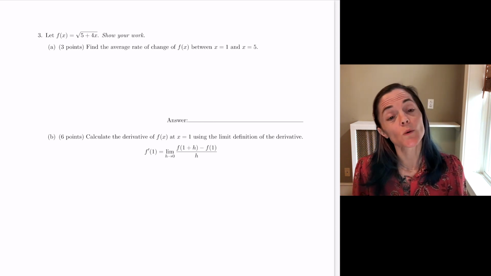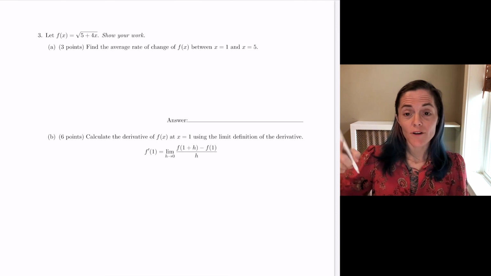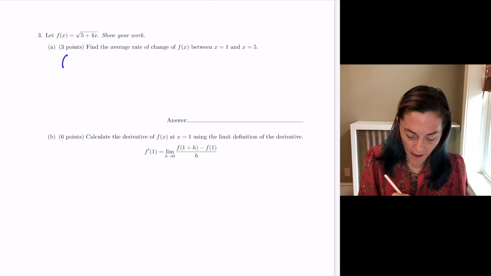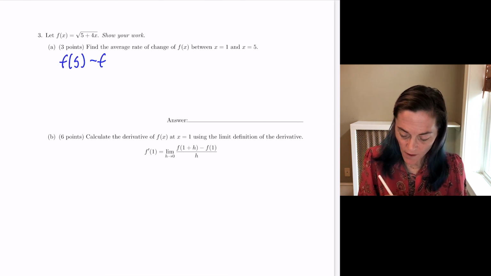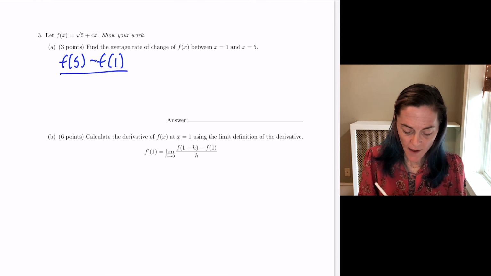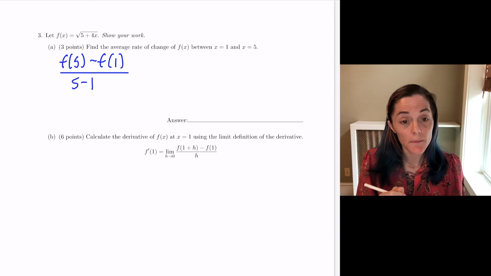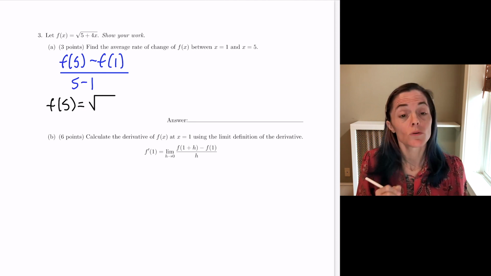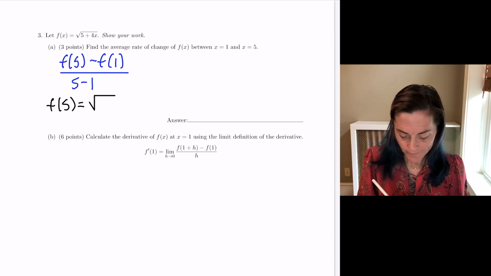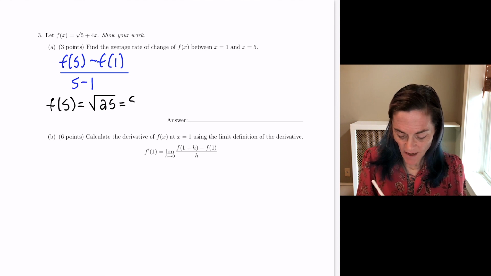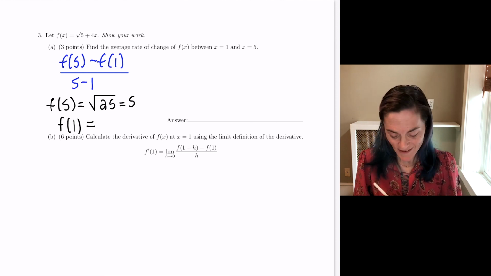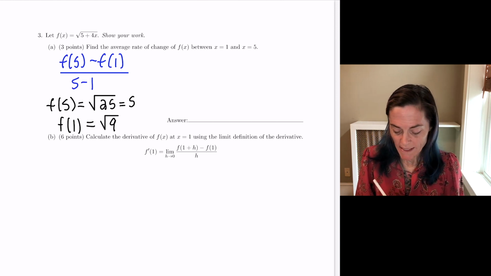Next page, we have average rate of change and definition of derivative. Well, my function is square root of 5 plus 4x. We want the average rate of change between x equals 1 and x equals 5. Okay, this is f of 5 minus f of 1 divided by 5 minus 1. What I frequently will do is come to the side, calculate f of 5. This would be the square root of 25, which is 5. Come to the side, calculate f of 1. This would be the square root of 9, which is 3.